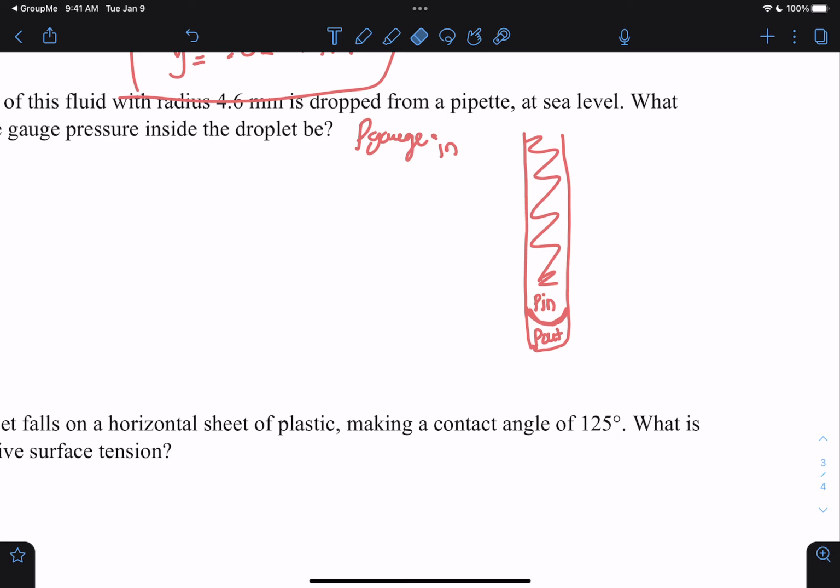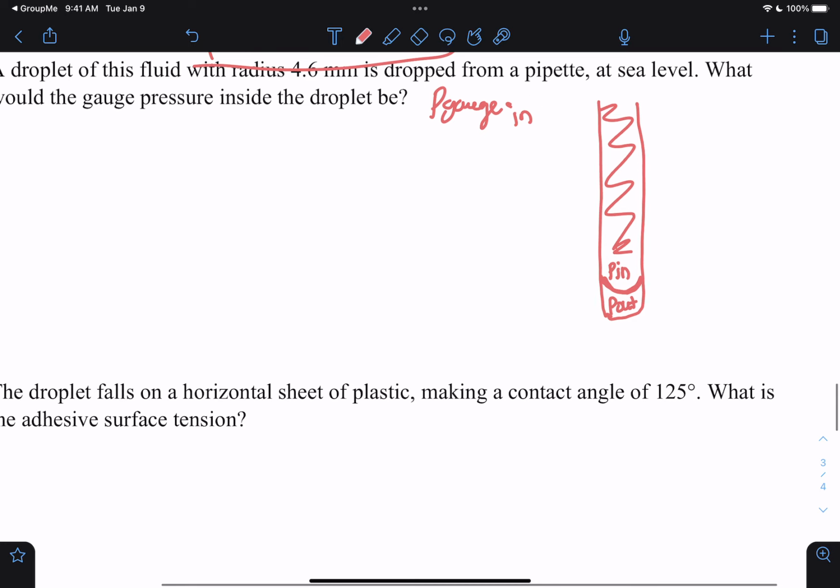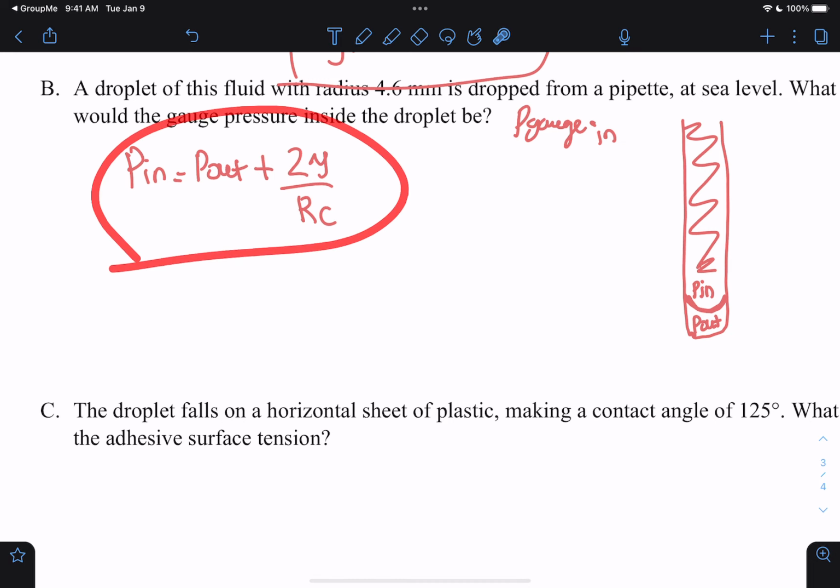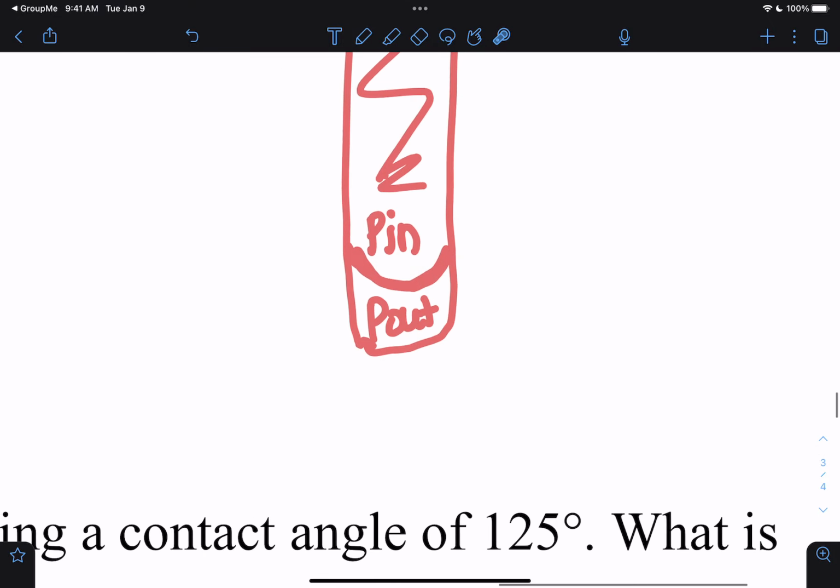Yep, exactly. Excellent. Laplace's equation, right? I'm not sure how to pronounce it, but yes, Laplace's equation. And that's going to be P in is equal to P out plus 2 times your surface tension divided by your radius of curvature, right? So excellent job. That's the equation that we're looking at here. So hopefully that triggered your memory.